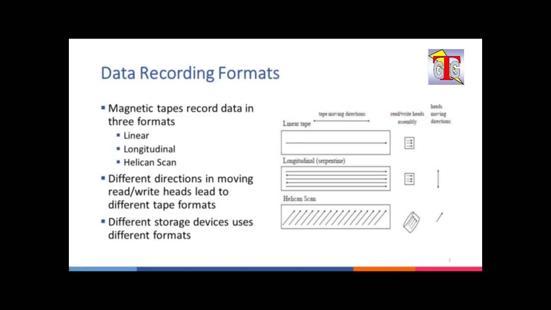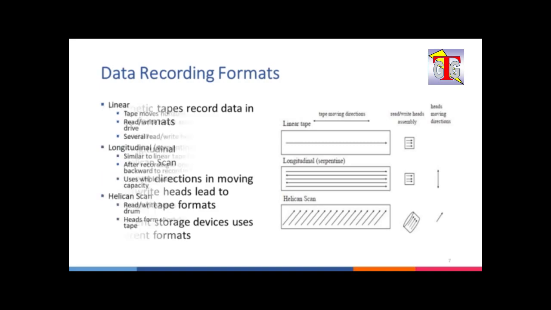Magnetic tapes record data in three formats. They include linear, longitudinal, and helical scan. These tape formats store data on data tracks. As shown in the figure, the read-write heads assembly may be able to move. The different directions in moving read-write heads lead to different tape formats. These tape formats are used in different types of storage devices.